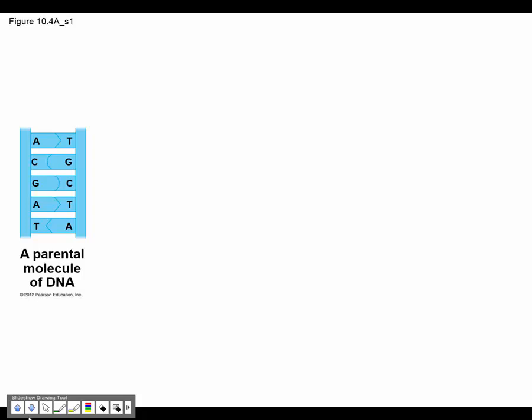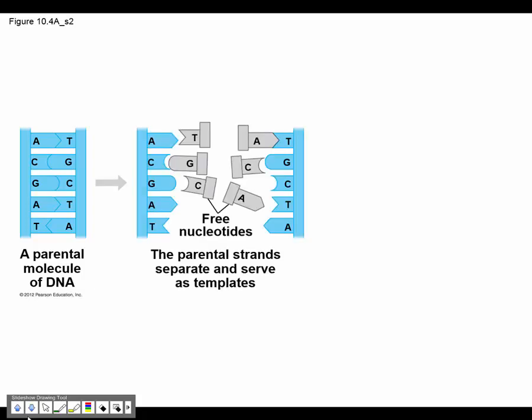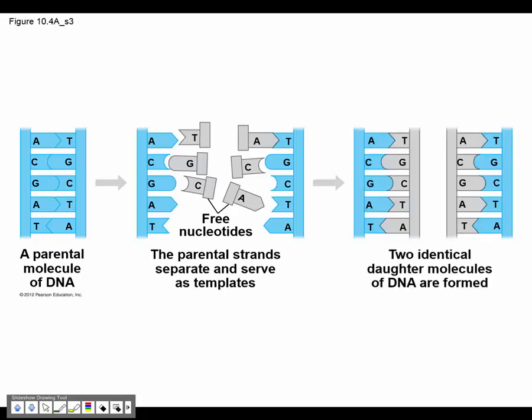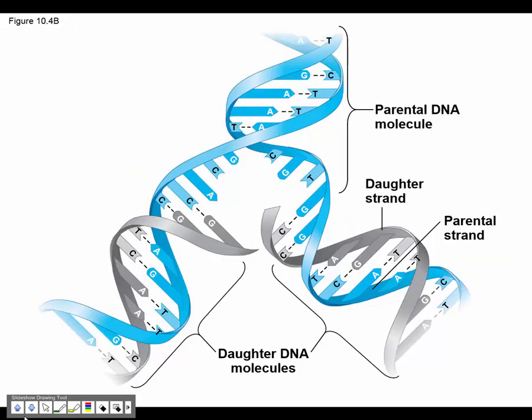So here's a parental molecule, and that splits up, and then your nucleotides, the ones in your cell, just come in and they match up because of chemistry. I'm not going to get too much into the biochemical mechanisms. Just know that there's chemical attractions that make it work, and then we have 2 identical molecules, both with 1 old and 1 new. And so here's a double helix demonstration.